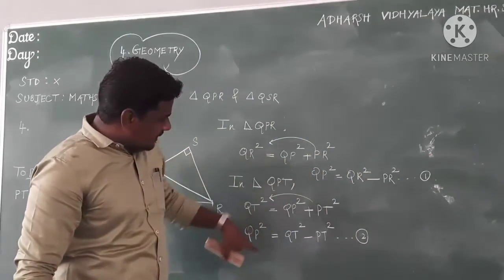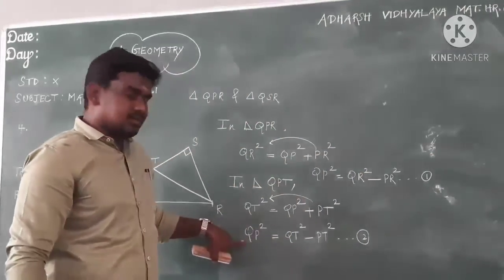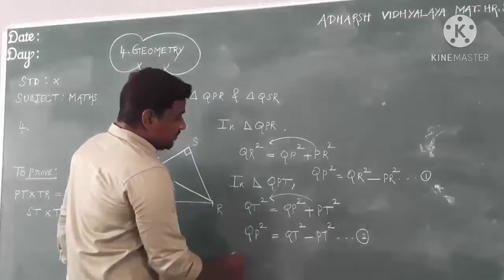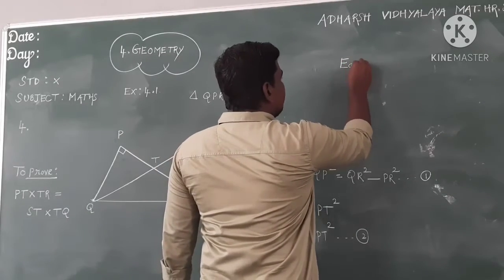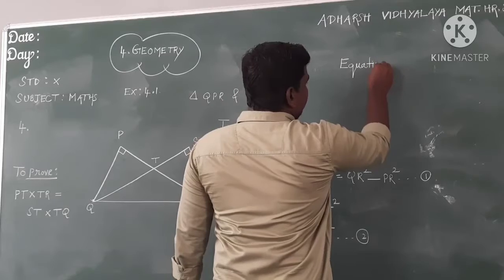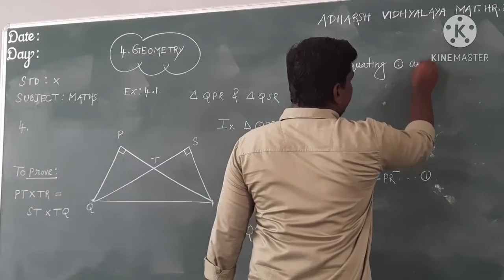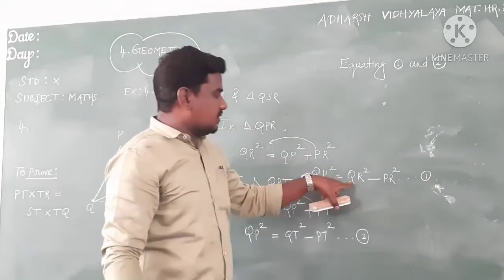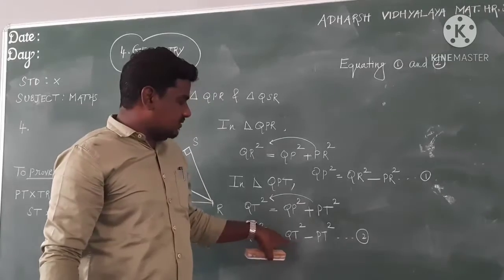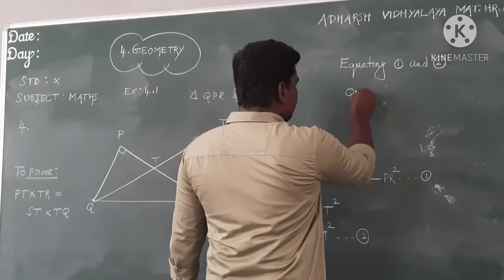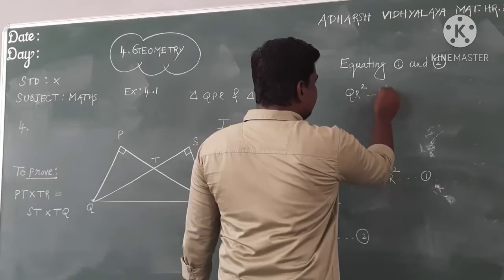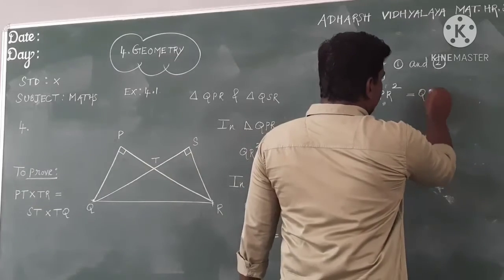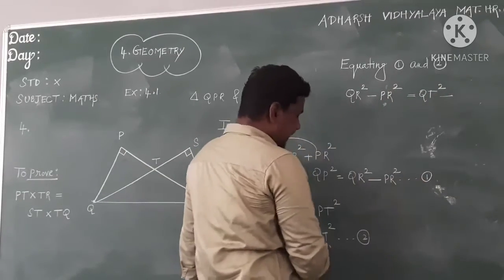So from 1 and 2, in 1 it is QP square, and 2 is also QP square. Left hand sides are equal, so right hand sides must be equal. So equating 1 and 2, what do we get? QP square equals QR square minus PR square, and QP square equals QT square minus PT square. So QR square minus PR square is equal to QT square minus PT square.